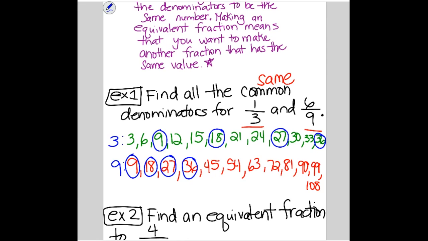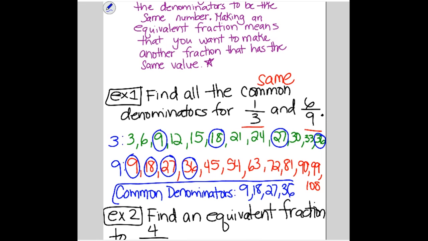So the common denominators for 3 and 9 are, so I'm going to call it common denominators. Oops, I spelled it wrong. Let me try it again. Denominators are 9. What was the next one? 18, 27, and 36. So those would be what we would want. And I'm going to put a circle around or a box around my answer.